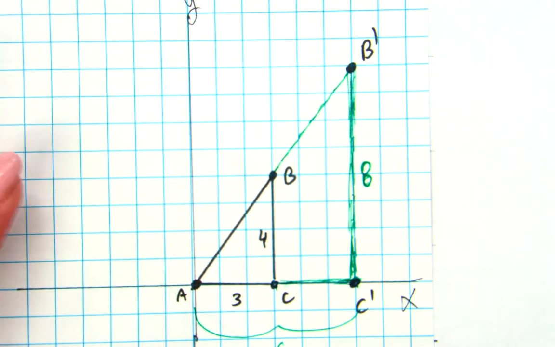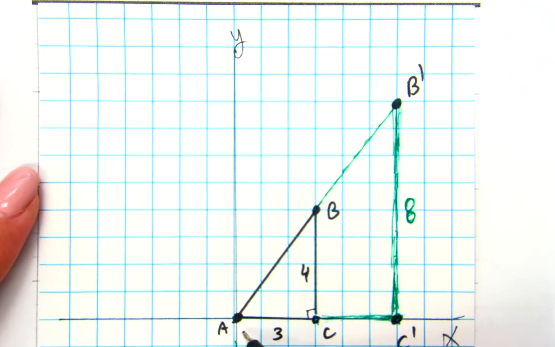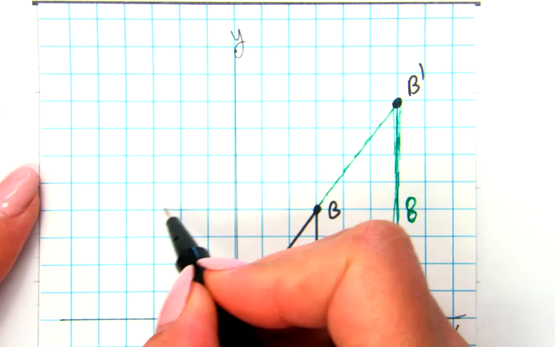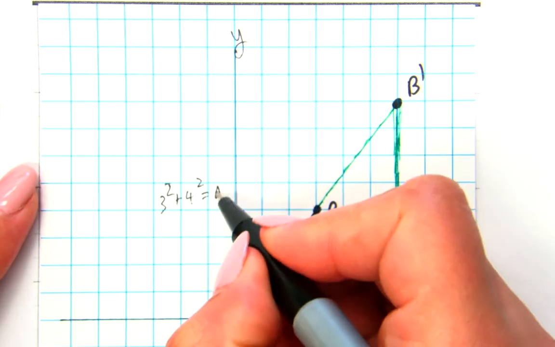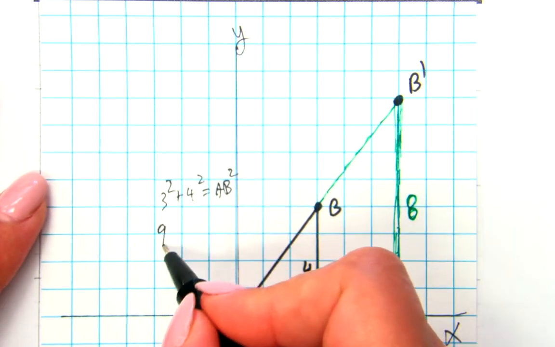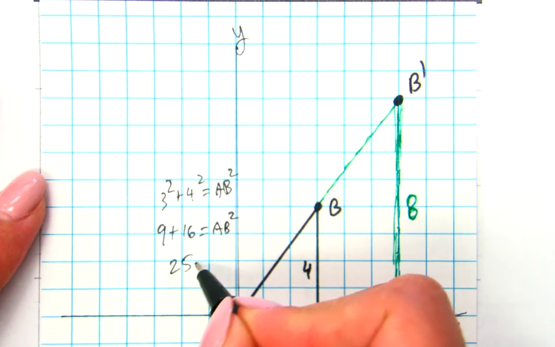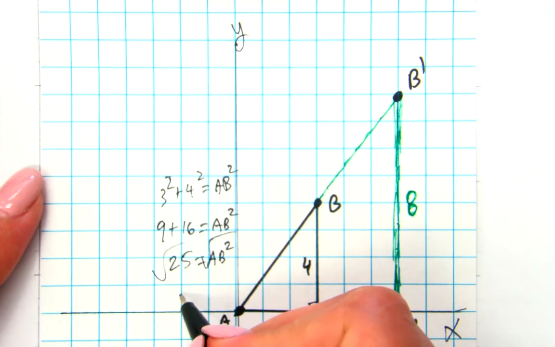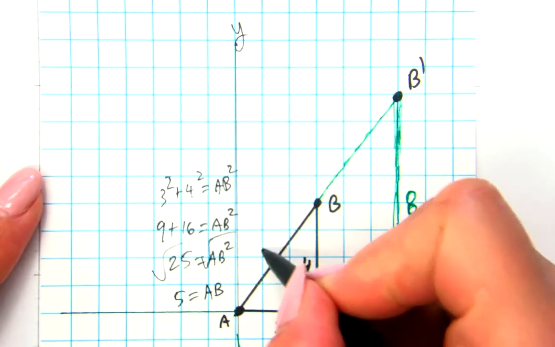So since it's a right triangle, then we can do the Pythagorean theorem. This is your leg, this is your leg, this is your hypotenuse, right? So 3 squared plus 4 squared is going to give you AB squared, because AB is the side that we want. So we have 9 plus 16 equals AB squared. So 25 equals AB squared. If we take the square root of both sides, we get 5 is equal to AB. So now I know for sure that AB is 5.